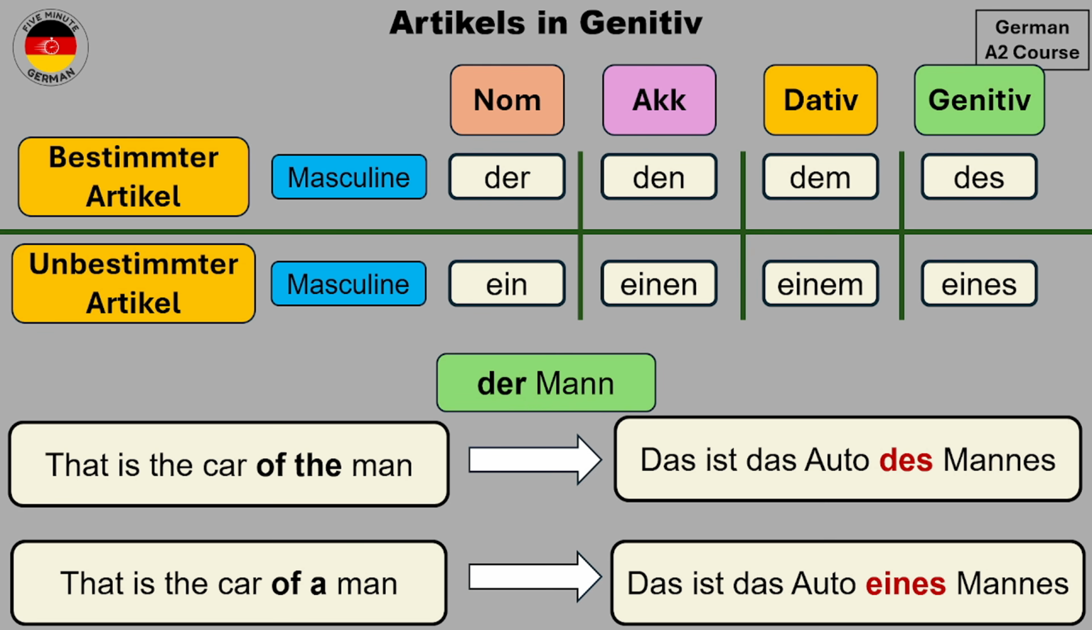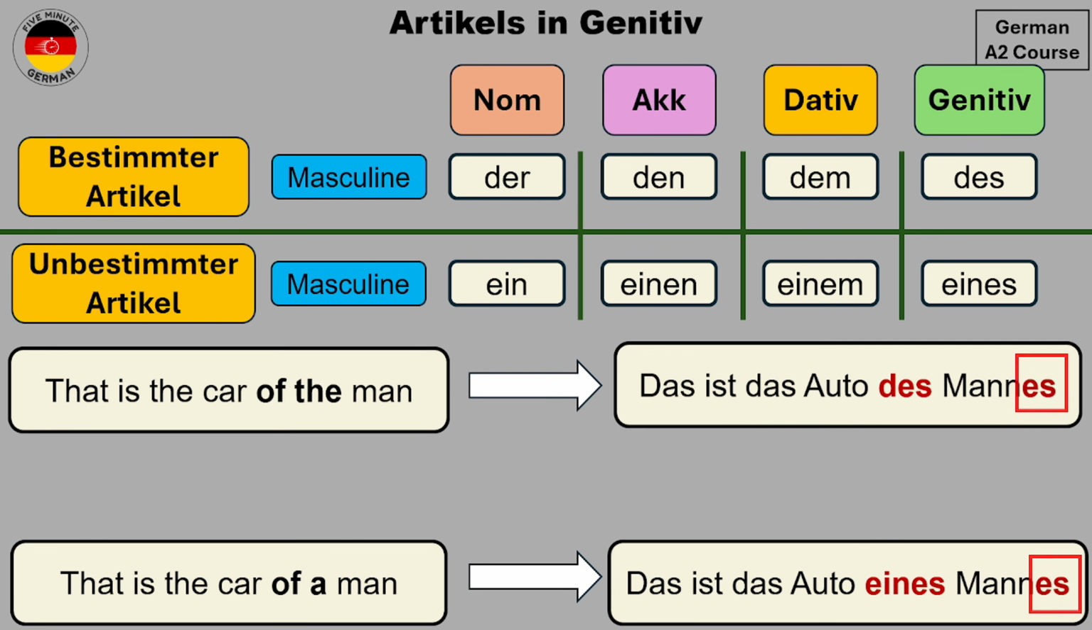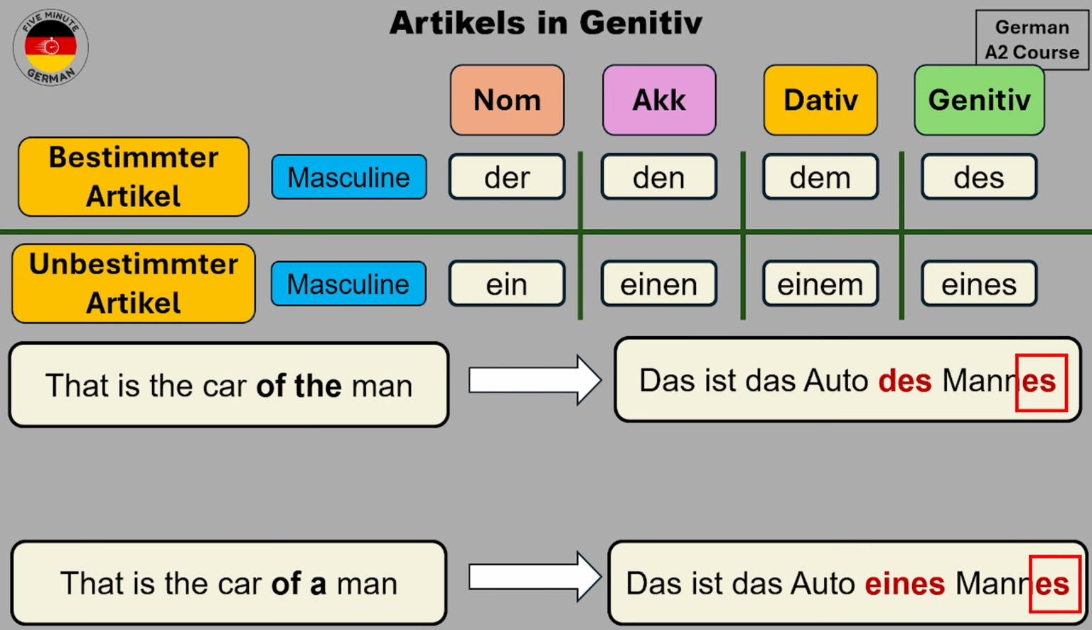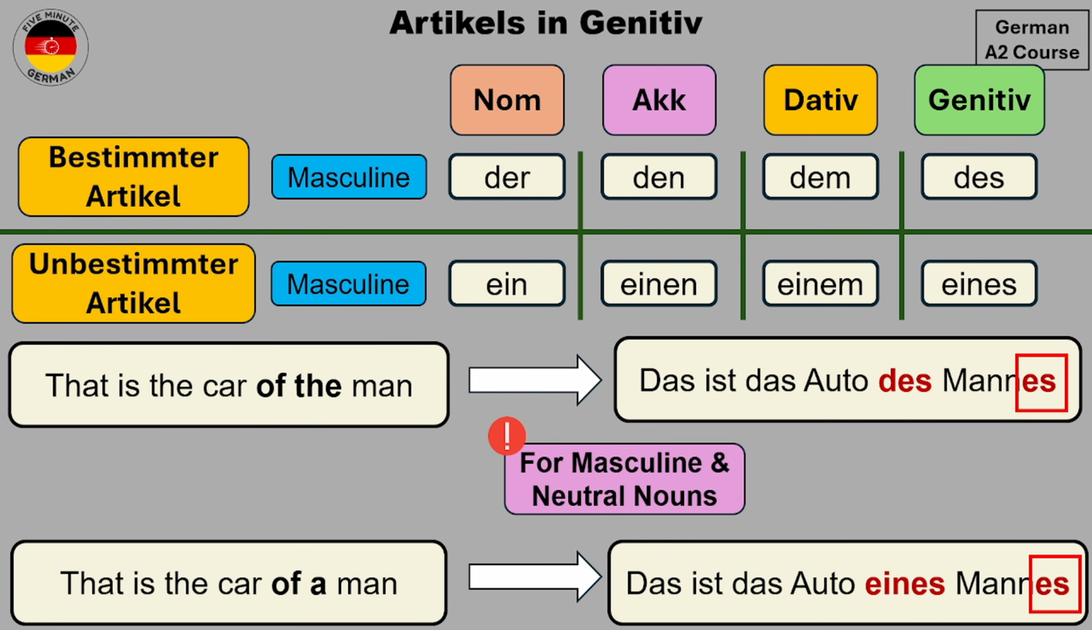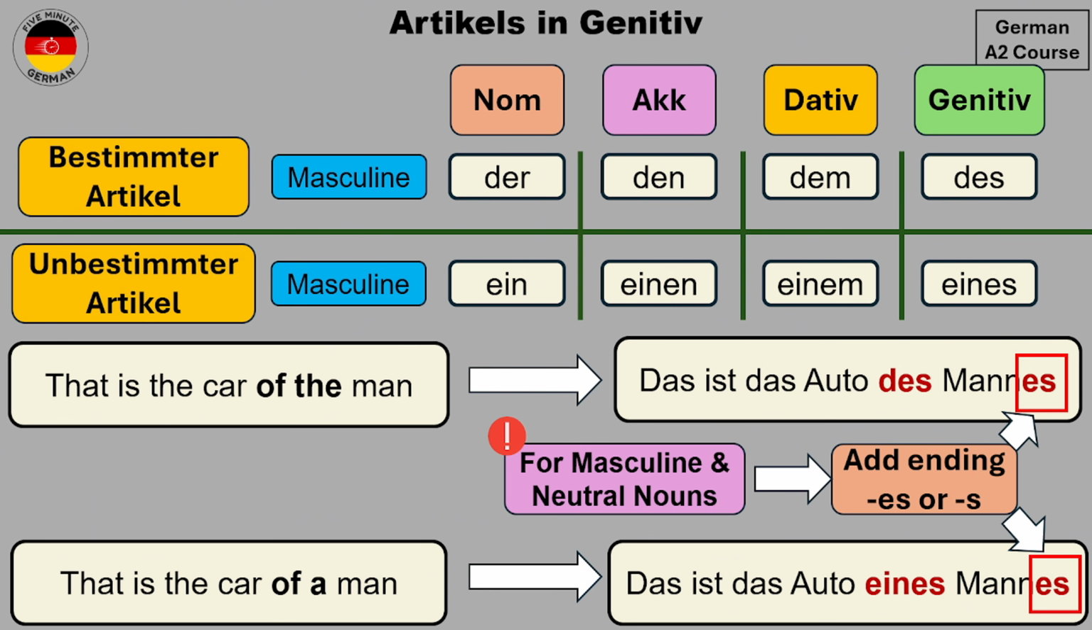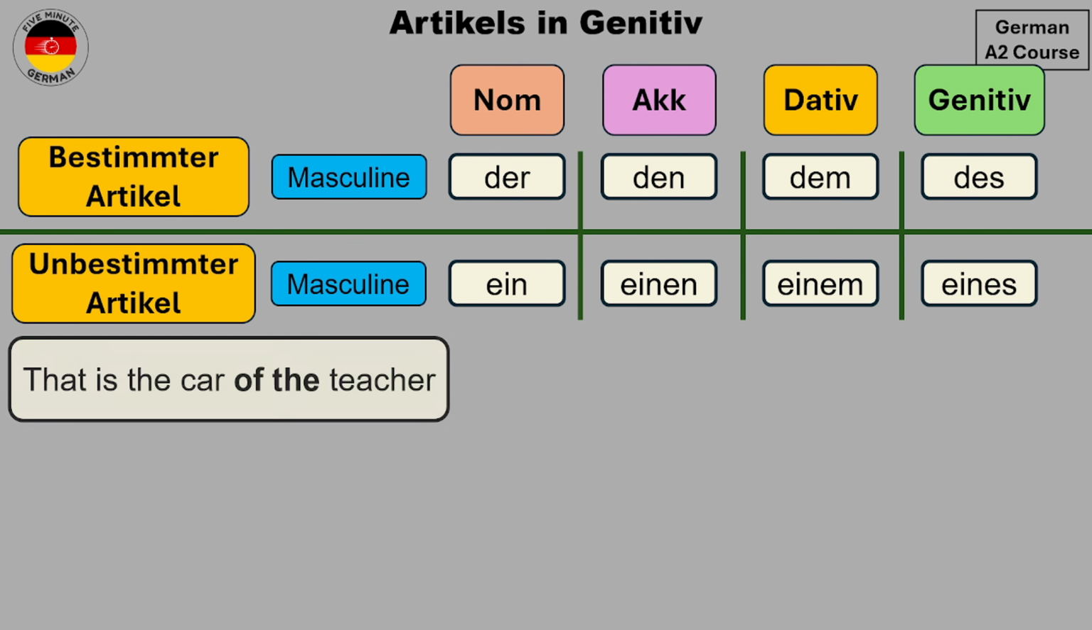Now you might have noticed one difference over here, and that is that we have added the ending es after the noun Mann. And we have done this because whenever we have a masculine or neutral noun in genitive, then we will add the ending es or s after it. So since Mann is masculine, so it is der Mann, that's why I have added the ending es. Let's take another example. So I have the sentence, that is the car of the teacher.